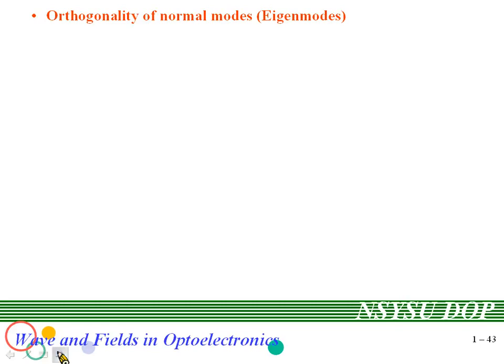We have learned how to use the Fresnel equation or the wave equation to find out the solutions of the EM plane wave in an isotropic medium. These EM plane waves, we call them normal modes or eigenmodes. And now I will show you the orthogonality of these normal modes. That is, these normal modes will be perpendicular to each other.